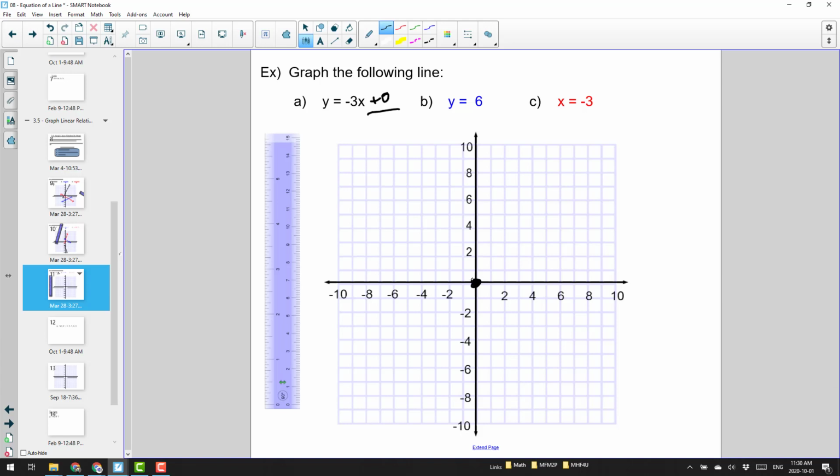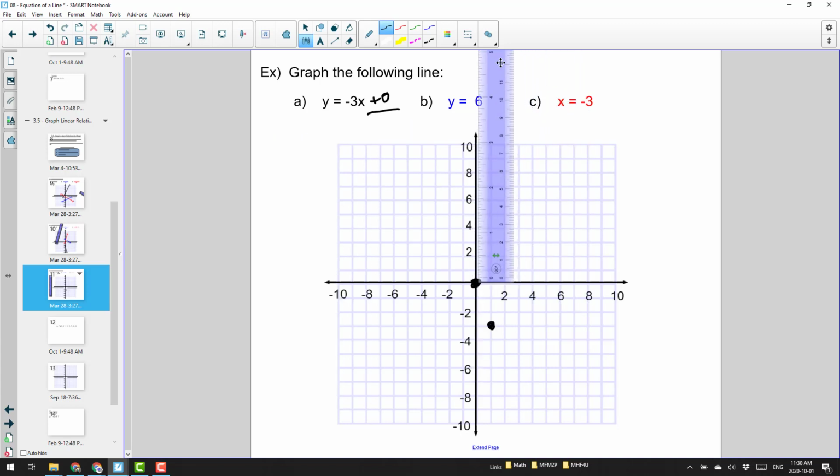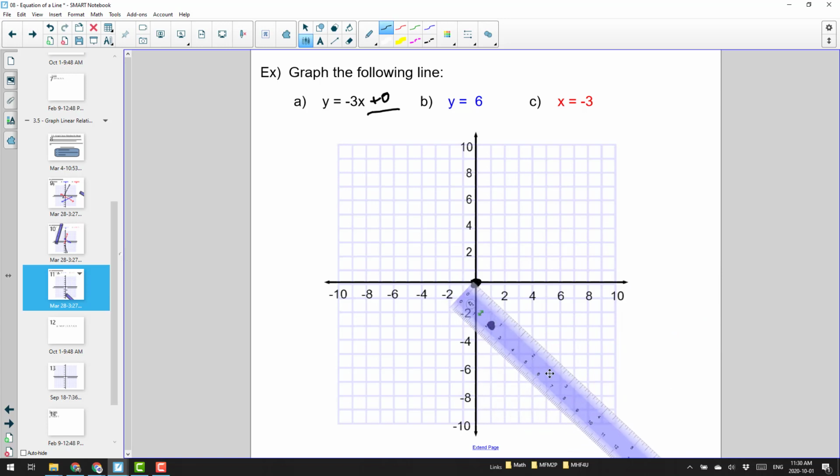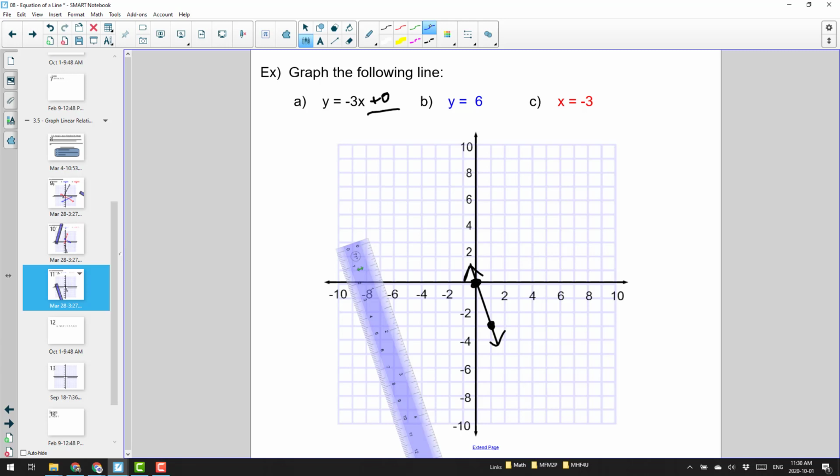So we have a point here. Our slope is -3, so I'm going to go down 3 over 1. There's my second point. And there's my line. Now B and C look different. We have seen these before. If you recall, these are some of our special cases. These are horizontal and vertical lines.